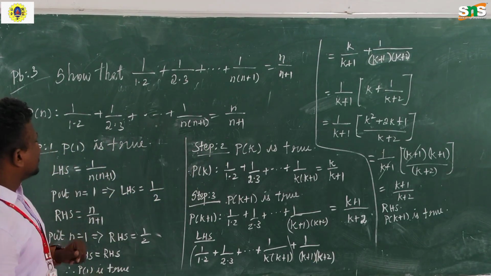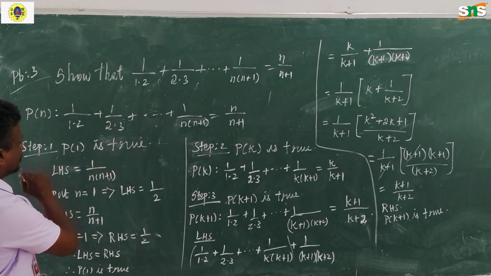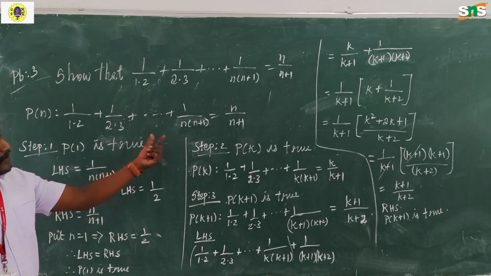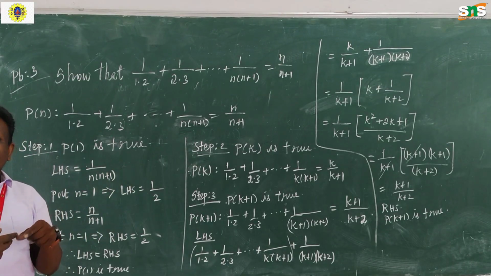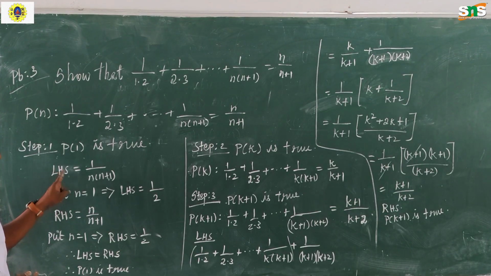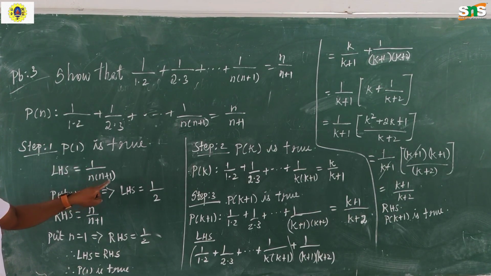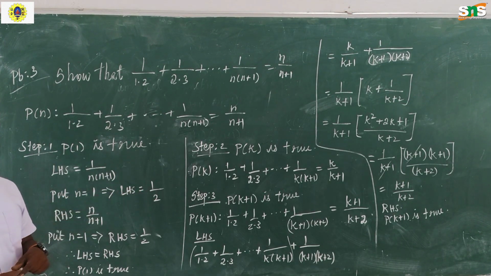Next, step 1. In step 1, we want to show this proposition is true for 1, which means you have to take the nth term in both sides. That is true for the natural number 1, that we want to show, right? So here, what is the left hand side nth term? It is 1 divided by n into n plus 1. So when you substitute n equal to 1, your answer will be 1 by 2, right?